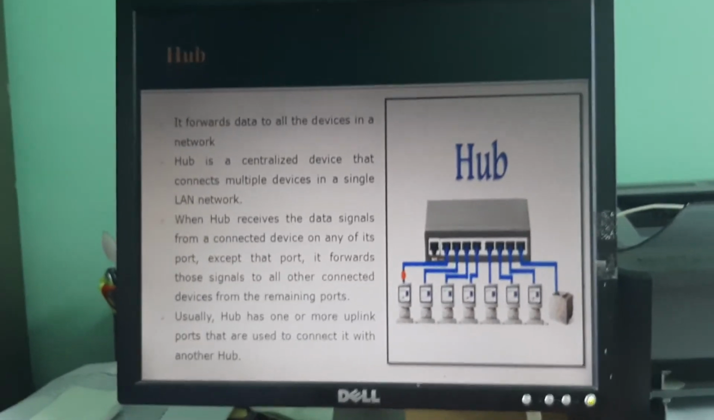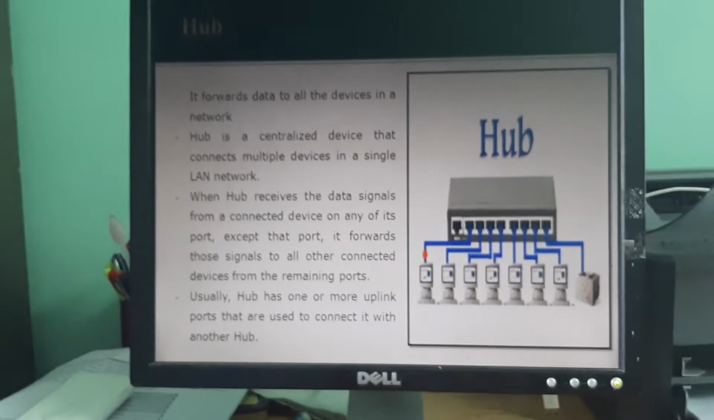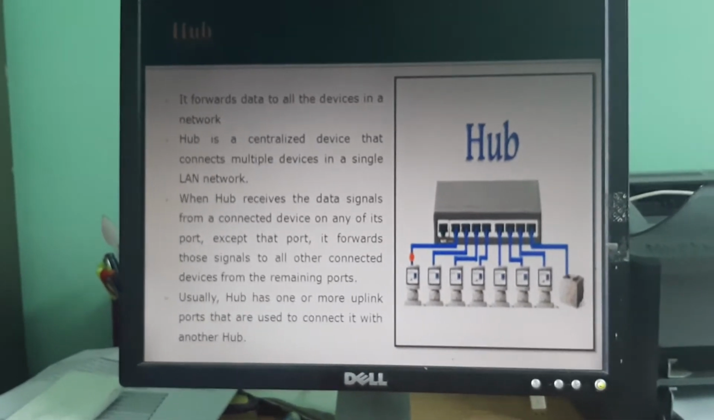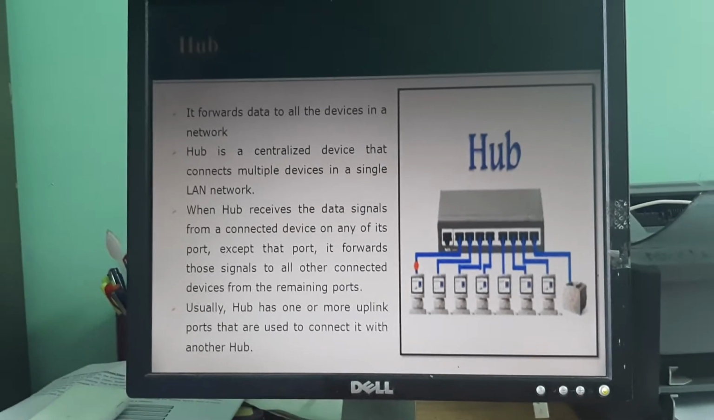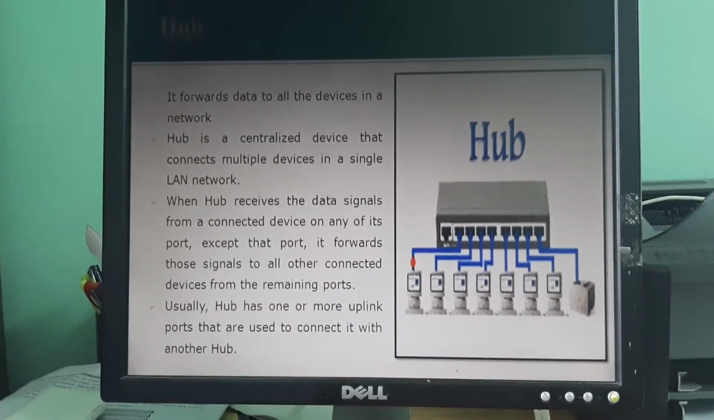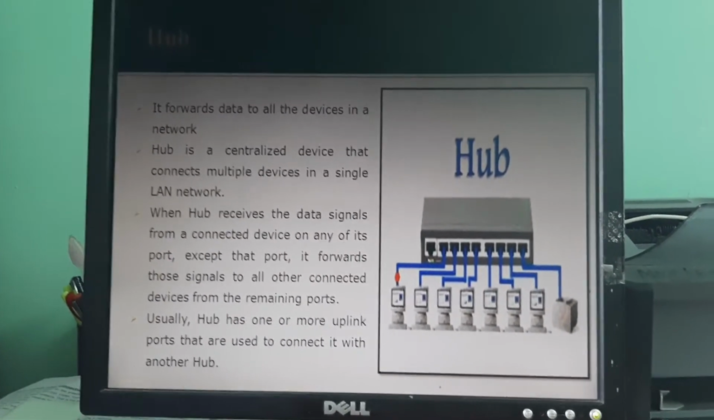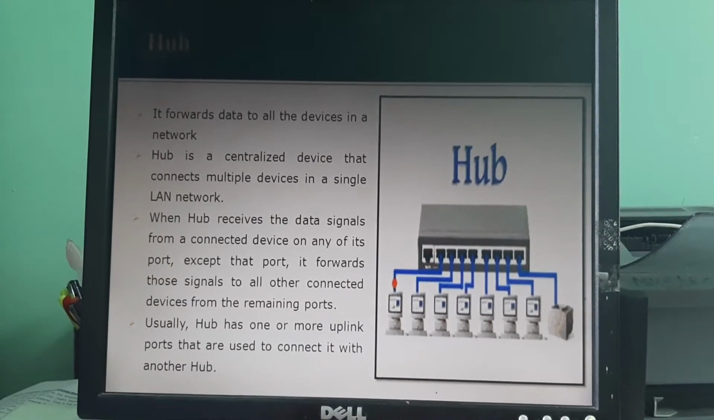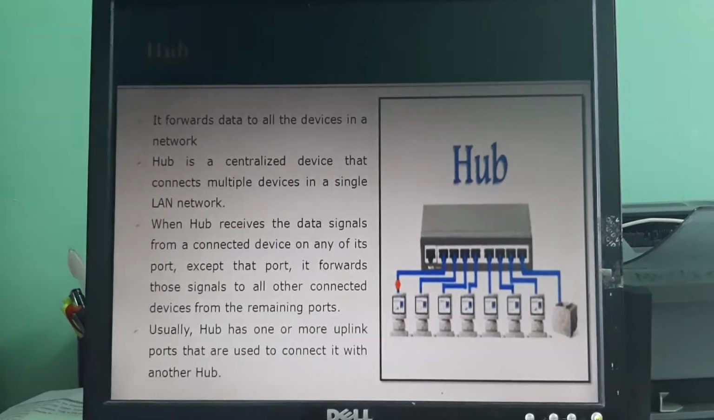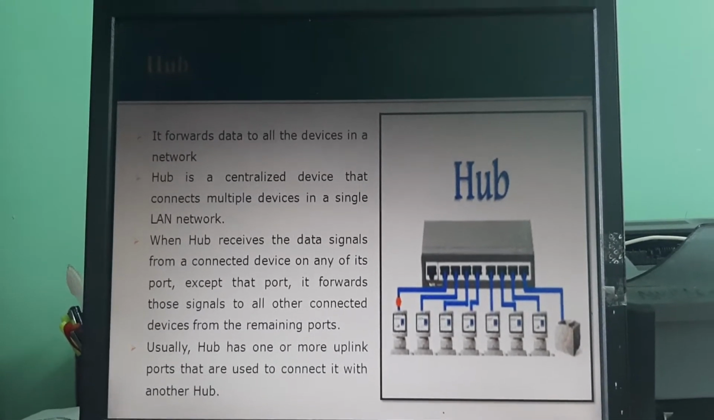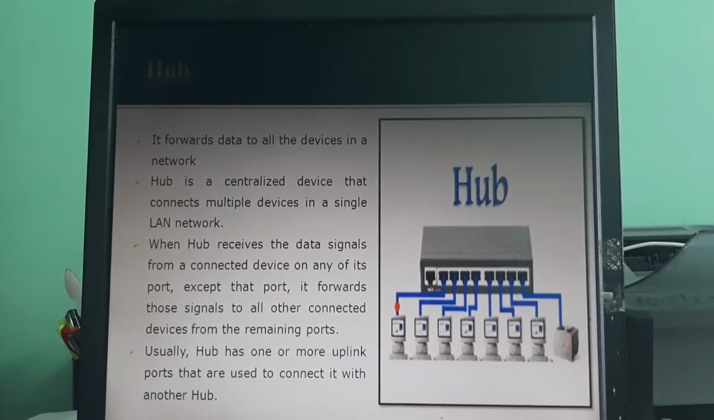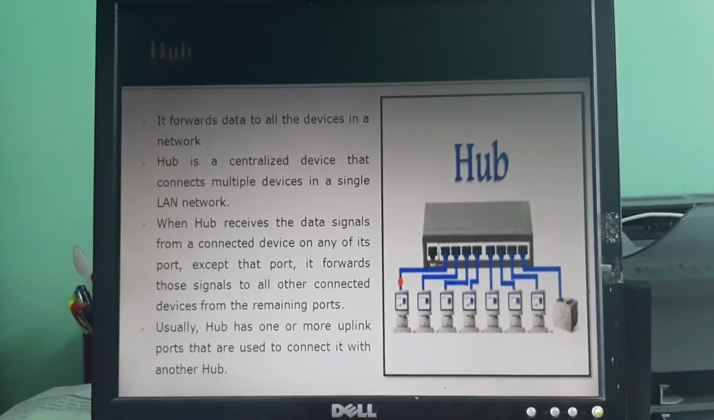Basically, there are 2 types of hubs. One is the passive hub. What do you mean by passive hub? Simply, this passive hub forwards the data signal as it is received. Meaning, in whichever format the signals are received, in the same format the signals will be transmitted to the other devices in the passive hub.